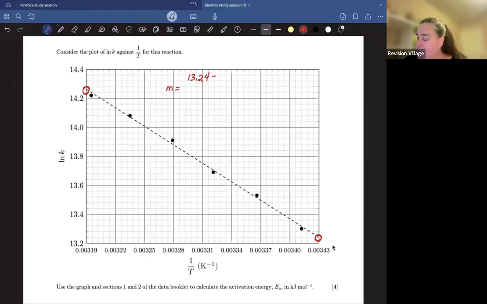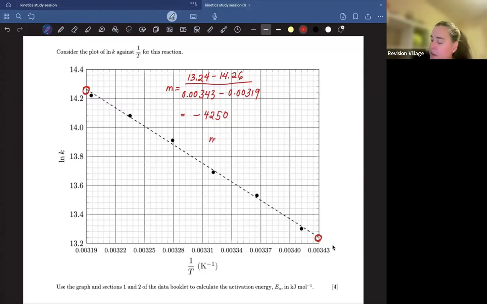13.24 minus 14.26 over 0.00343 minus 0.00319. And I'm going to put that in my calculator because I cannot possibly do that in my head. And I get minus 4250 is the slope of the line. And I really don't like that part, but I did it.